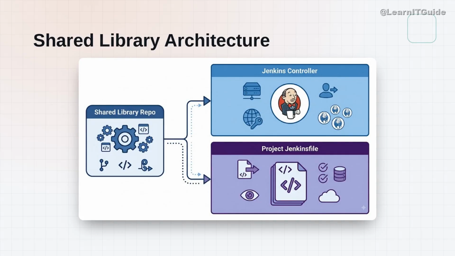So how does this work internally? At the center, you have the Jenkins controller, which acts as the brain. You configure your library repository in the Jenkins global settings. When a specific project runs a pipeline, the project Jenkinsfile reaches out to the library repository, loads the custom steps, and executes them within the controller context. This creates a single source of truth for your build, test, and deployment logic.